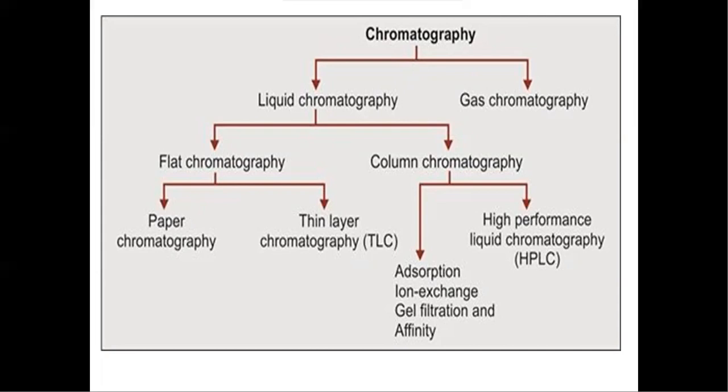The second one is column chromatography. Here the separation occurs in the column. Sometimes we take a short column, sometimes a long column, and the separation occurs in the column. The separation depends upon different principles, like adsorption, ion exchange, gel filtration, and affinity.